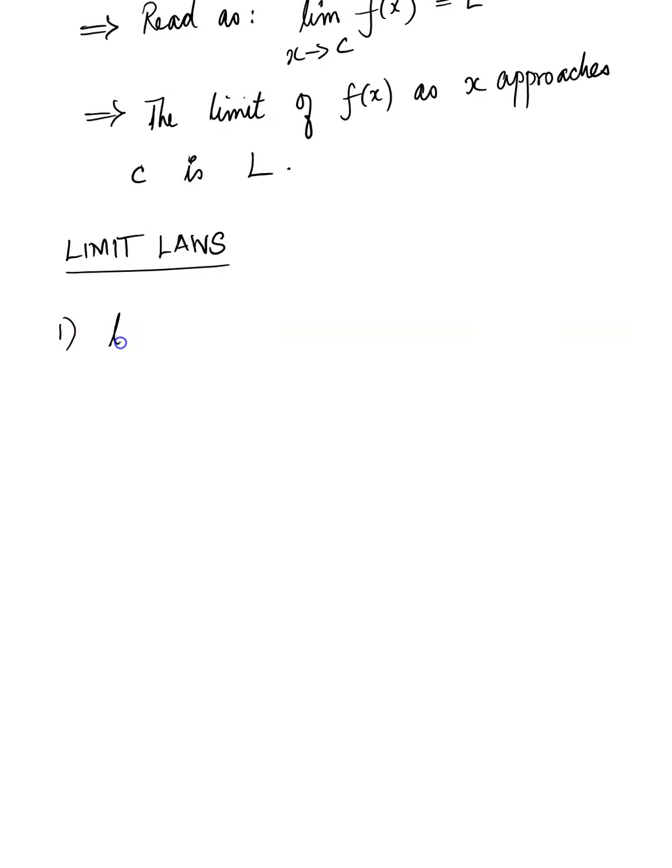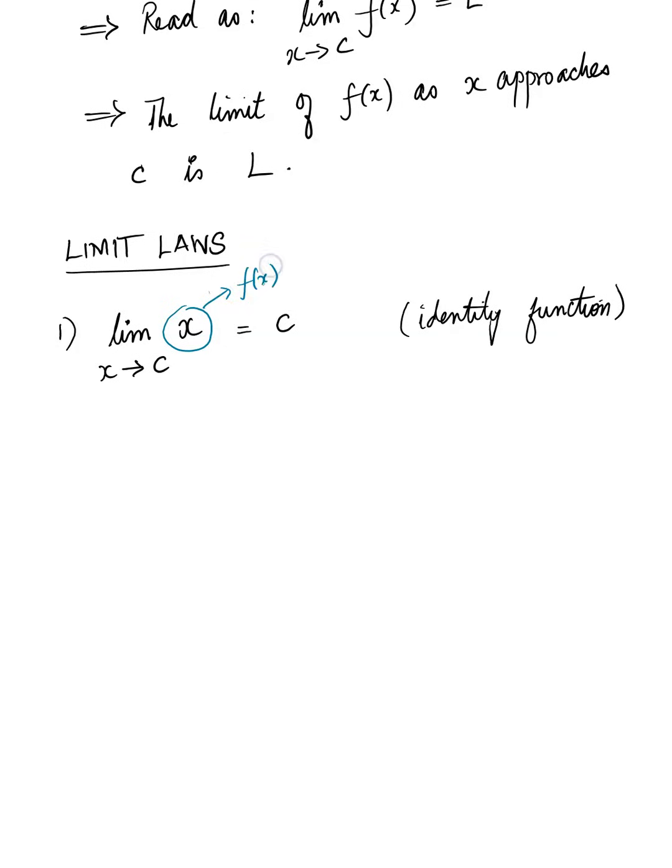So I'm going to write out the first few laws so that I can explain it to you. Okay. So as the law says, the limit of x as x approaches c is c. This is an identity function. So I want you to think about this, okay? This x here, this position, right? This is the template. So you can kind of see this x position is actually your f of x.